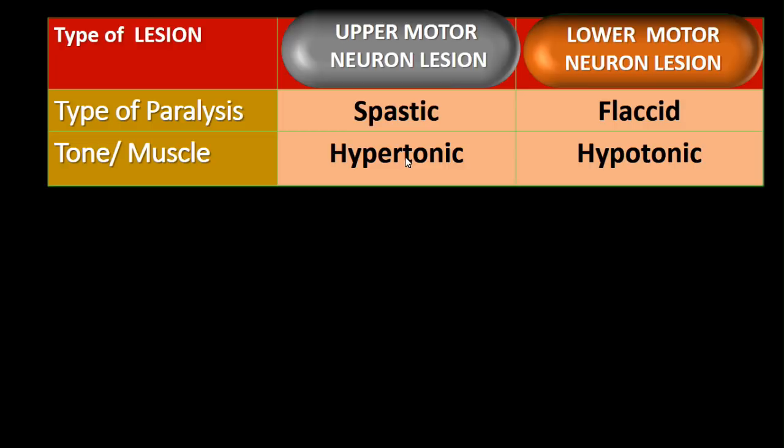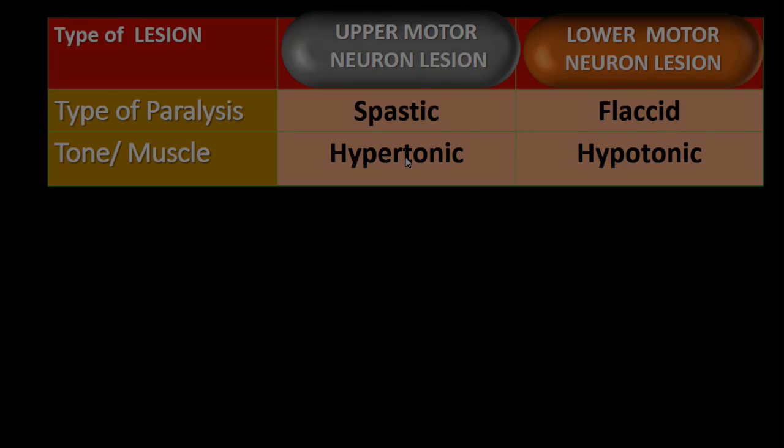When it comes to type of paralysis, patients with upper motor neuron lesion have spastic paralysis compared to the flaccid paralysis of patients with lower motor neuron lesion. The tone of the muscle, when you passively move the limbs, you feel hypertonicity in patients with upper motor neuron lesion, but hypotonicity among patients with lower motor neuron lesion.